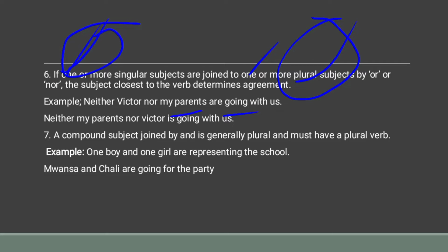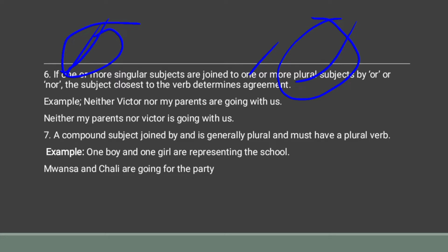Which one is closest to the word going? It's the parents, right? So the parents will determine the agreement. Now, since the parents is plural, we'll use are. So, neither Victor nor my parents are going with us. The word are has come from the subject parents. Now, what if we start with parents? In this case, we say neither my parents nor Victor is going with us.